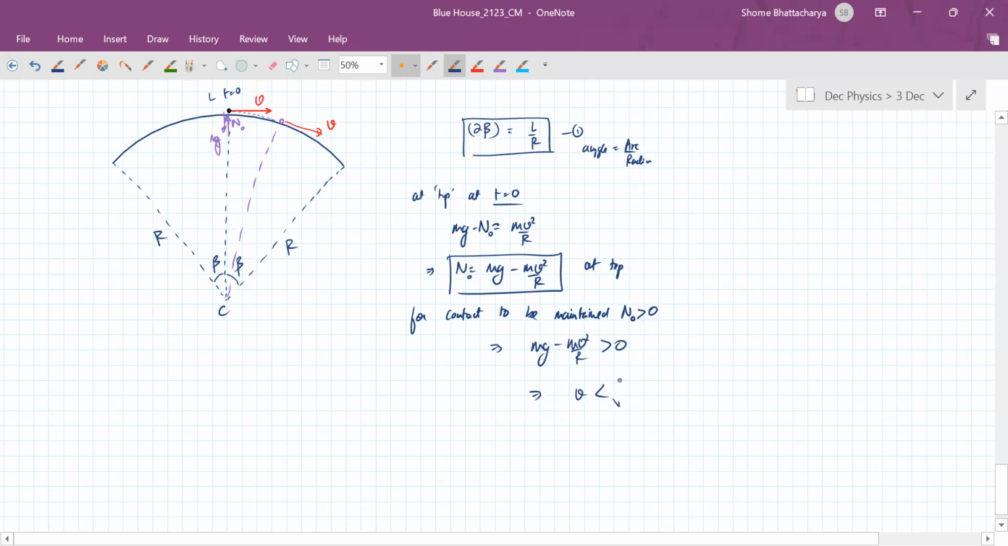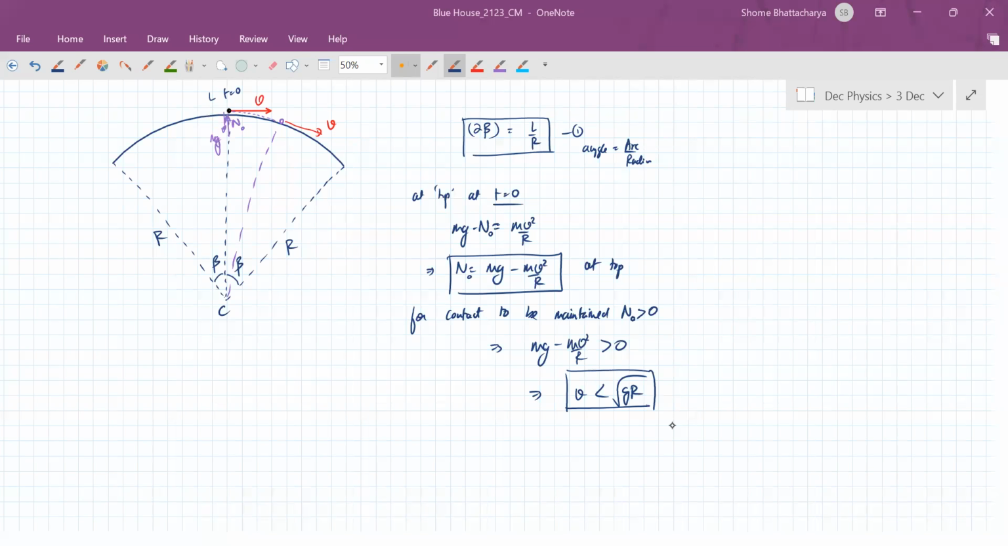So V should be less than root GR. That's the answer to your first one. What can be the maximum velocity for which the contact with the road is not broken at the highest point? It should be such that it's slightly less than root GR.